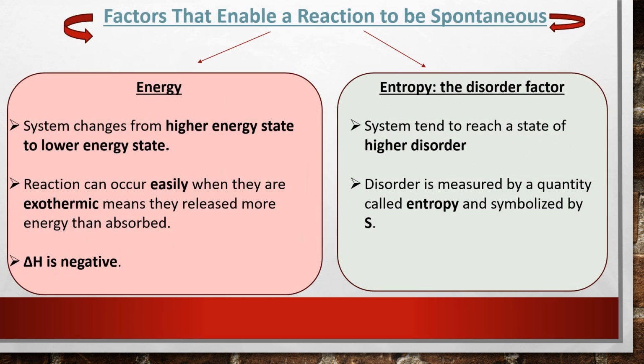Factors that enable a reaction to be spontaneous: energy and entropy. Energy: system changes from higher energy state to lower energy state. Reactions can occur easily when they are exothermic, meaning they release more energy than absorbed. Heat of reaction, which is represented by del H, is negative. Entropy, the disorder factor. Systems tend to reach a state of higher disorder. Disorder is measured by a quantity called entropy and symbolized by capital S.